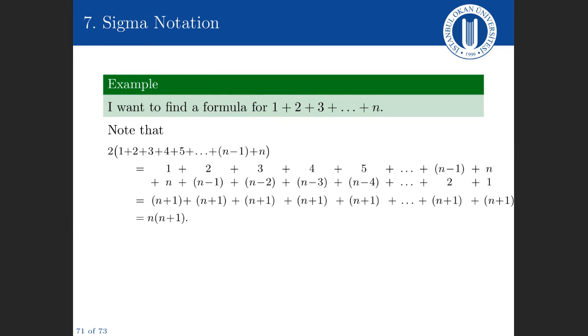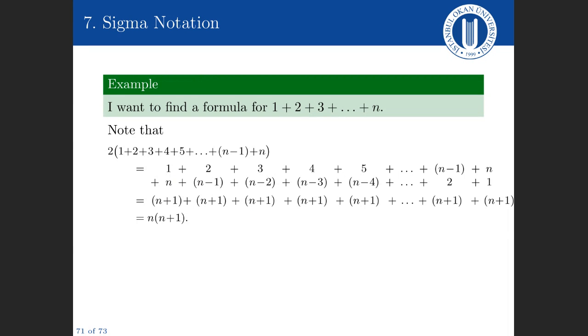Now, look at each column. I've written it this way for a reason. The first column I have 1 plus n, or n plus 1, okay. Then I have 2 plus n minus 1. Again, that's n plus 1. And then I have 3 plus n minus 2. That's just n plus 1. If you look along, you can see that in each column we have n plus 1. So really we're doing n plus 1 plus n plus 1 plus n plus 1, etc.